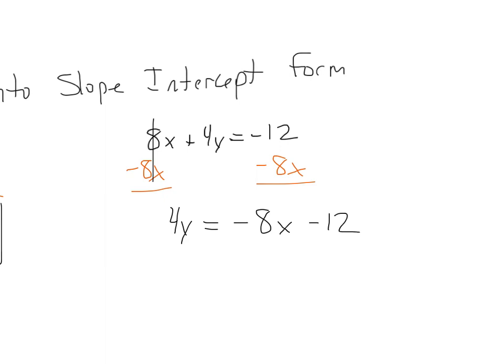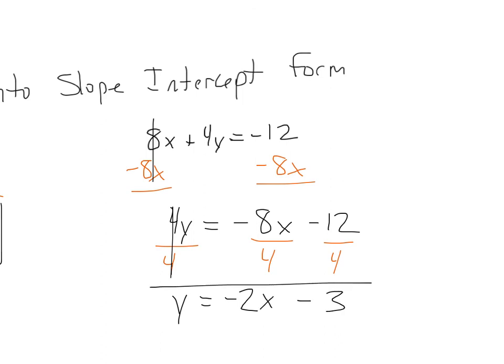The last thing I need to do is, because y is still not by himself, he's being multiplied by 4, got to divide everything by 4. And when I divide 4 by 4, you get y equals negative 8x divided by 4 is negative 2x minus a 3, and you're done.